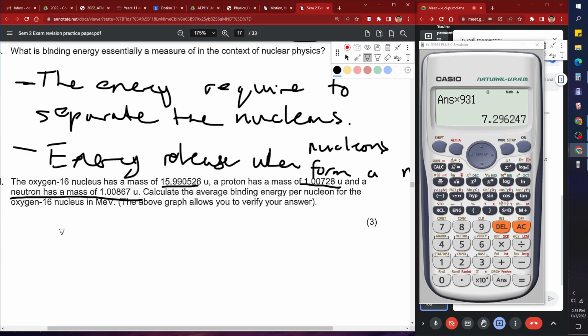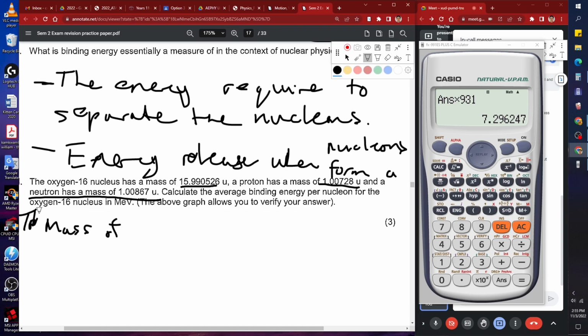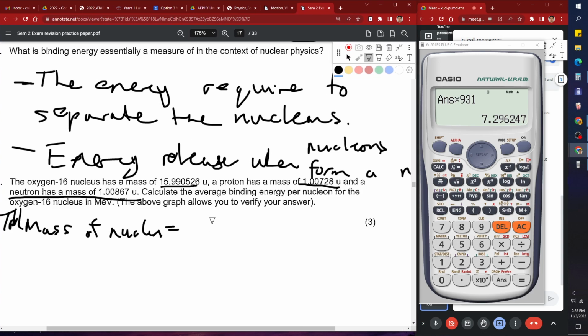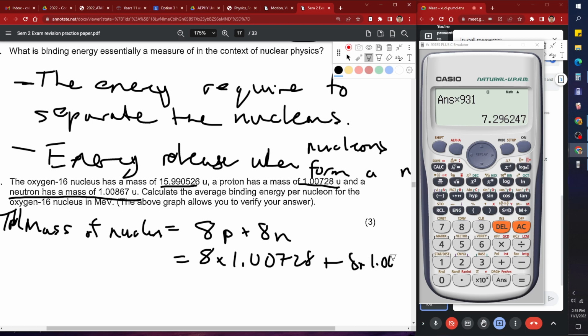Okay, let's see. The total mass of nucleons equals, well, it's oxygen, right? So that means there are 8 protons plus 8 neutrons, because there's 16 total of them. We're looking at the nucleus, so we don't include electrons, because nucleons are just the ones in the nucleus. So that's 8 times 1.00728 plus 8 times 1.00867.